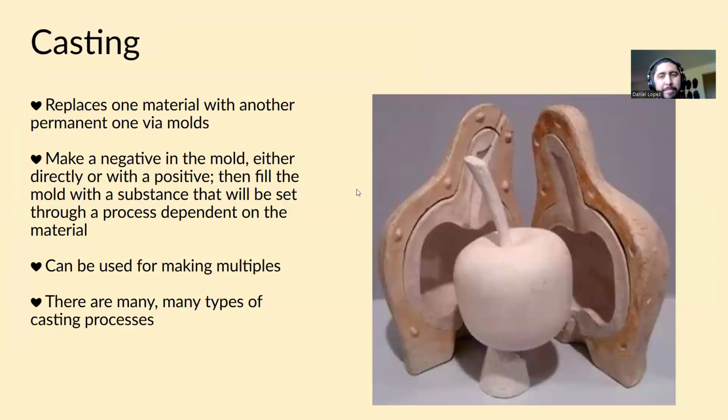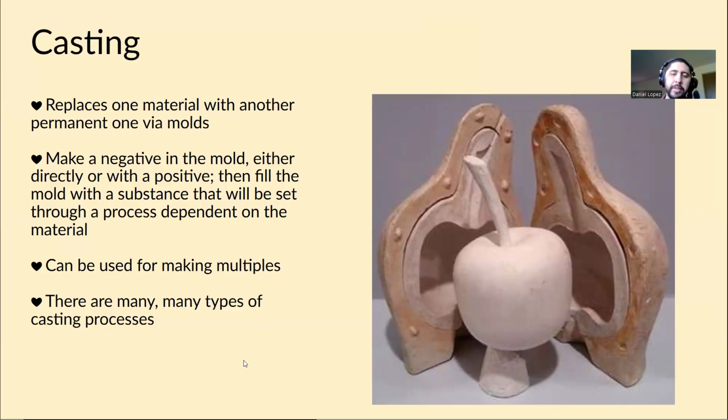All right, so the next type is casting. And casting is something that has many different types. It replaces one material with another permanent one via molds. So you can make a negative in the mold, either directly or with a positive, then fill the mold with a substance that will be set through a process depending on the material.